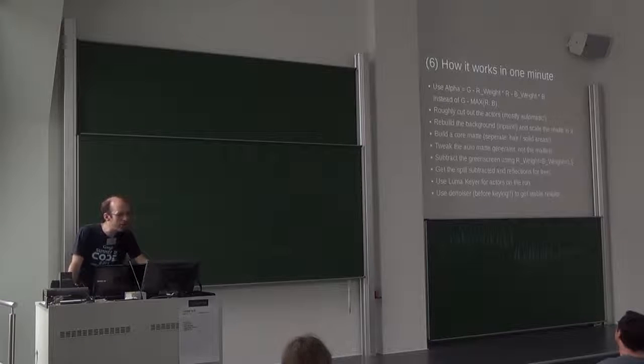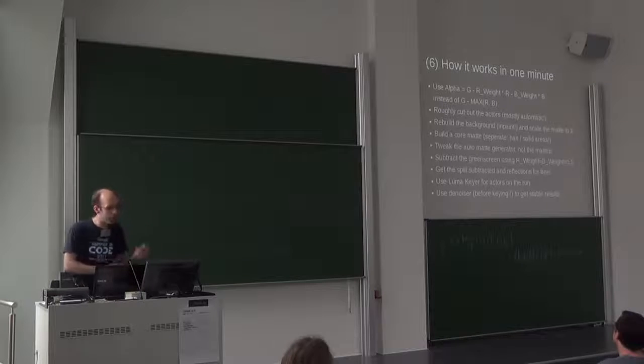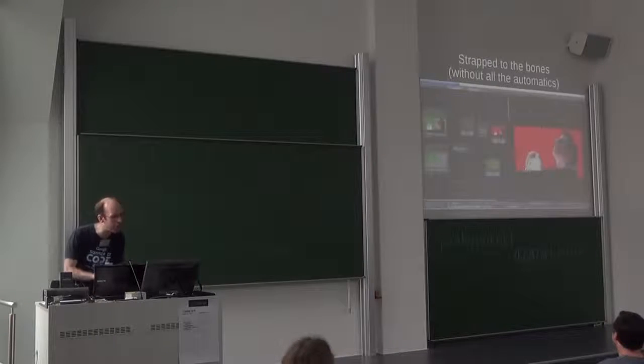In 1 minute, how it works: you maybe know how a difference keyer works. It uses a maximum; we use some average subtracting. We roughly cut out the actors, rebuild the background using an inpainting node which is new to Blender, scale the matte, build the core matte automatically, tweak the automatic and so on and so on. And very important, if you've got actors on the run, use a luma keyer, which also works in the process, and denoise the matte or you get problems with the shadows.